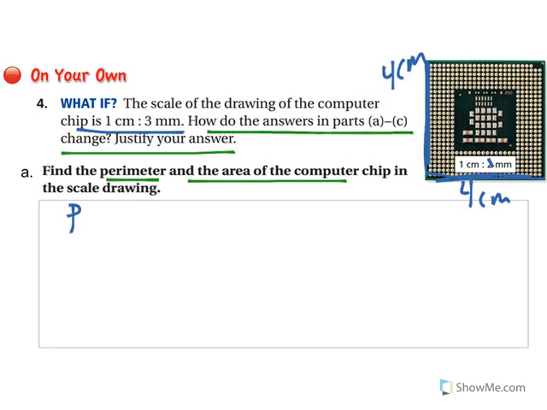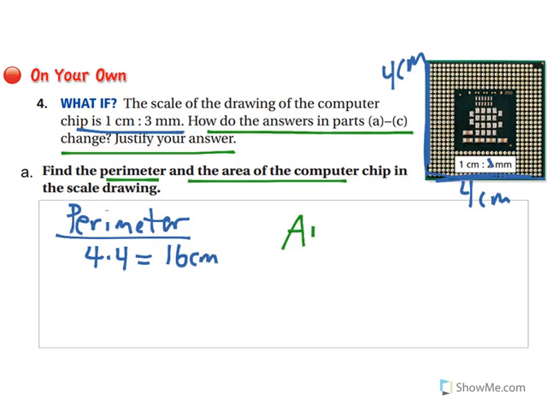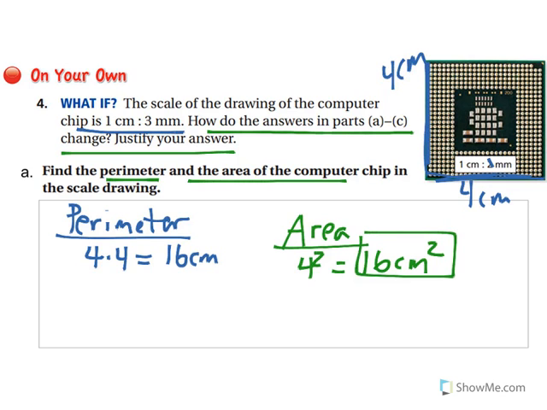our perimeter would be 4 times the 4 sides, giving us 16 centimeters. And the area would be 4 squared, which would get us 16 centimeters squared. And I would go on to say that the answers did not change.